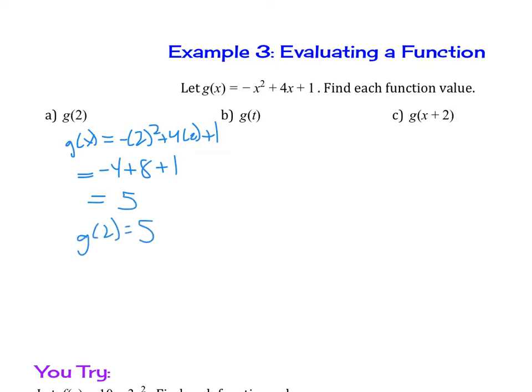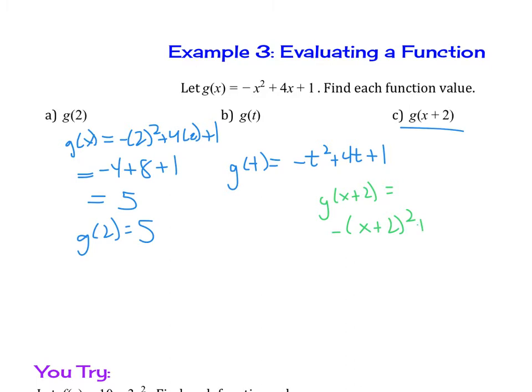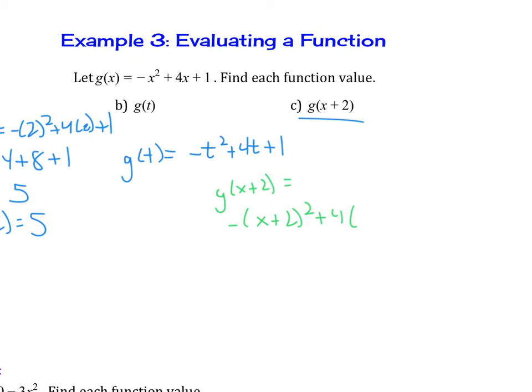Now let's plug in t. You're just going to do g of t, so we just substitute that variable. You're going to get negative t squared plus 4t plus 1. Now this is one we want to do: g of x plus 2. For every x we see, we're going to replace it with x plus 2. So let's try that. g of x plus 2 equals, you will get negative in the front, negative x plus 2 squared plus 4 times x plus 2 plus 1.